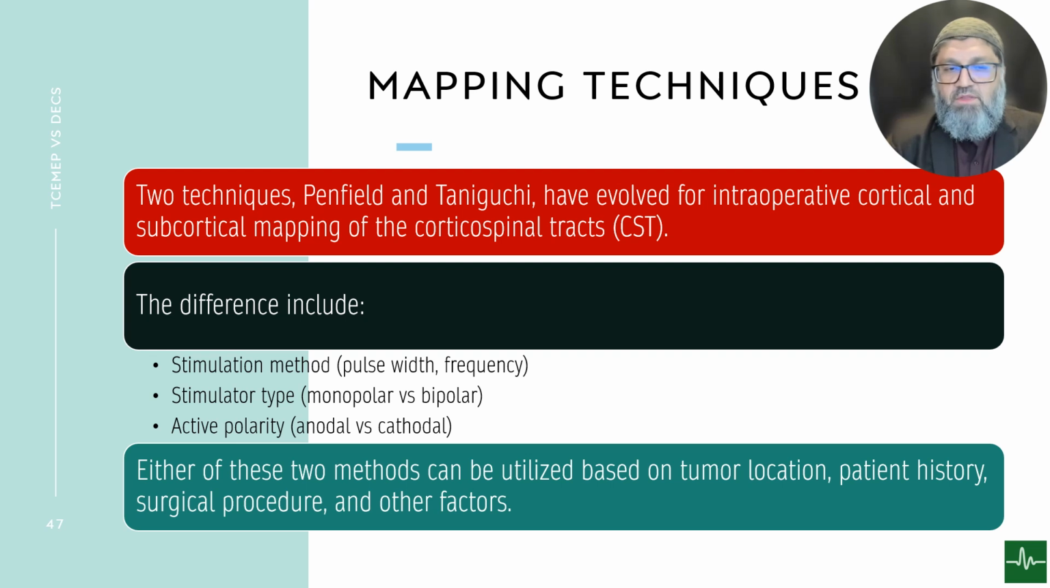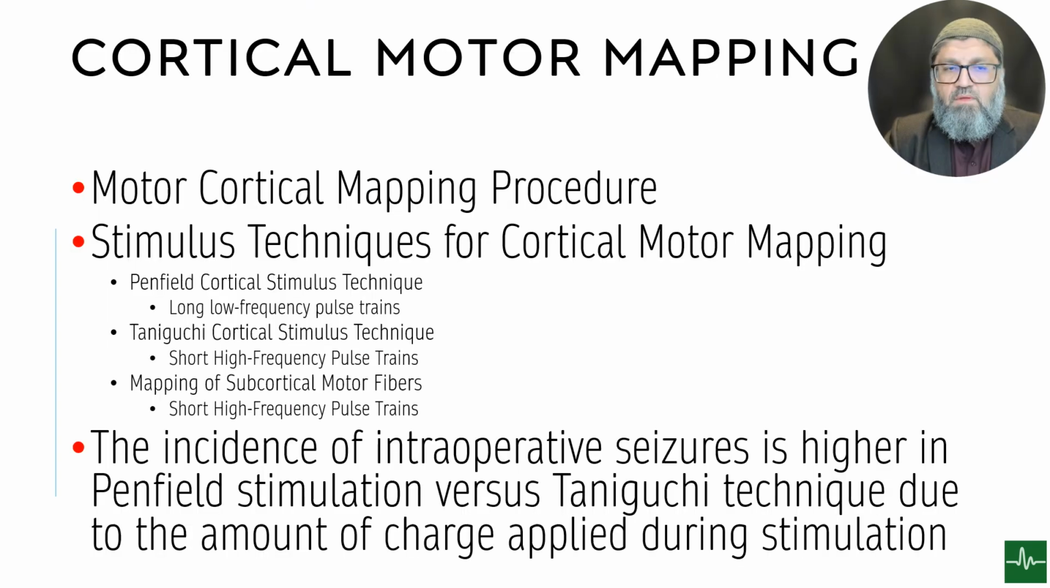The difference between the two is the stimulation method, the pulse width, the frequency, the type of stimulator probe you are using, monopolar versus bipolar, and the active electrode, anodal or cathodal. So we use anodal. Either of these two methods can be utilized based on tumor location, pattern, and surgical procedure, and other key factors which affect the responses we can record from the contralateral muscles.